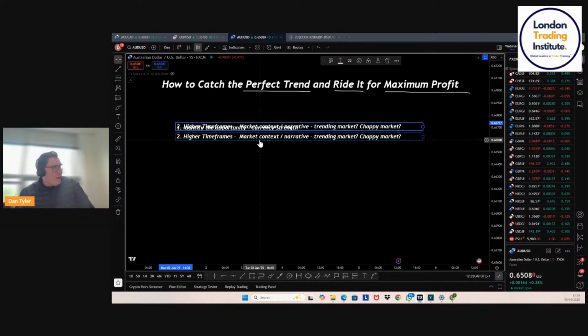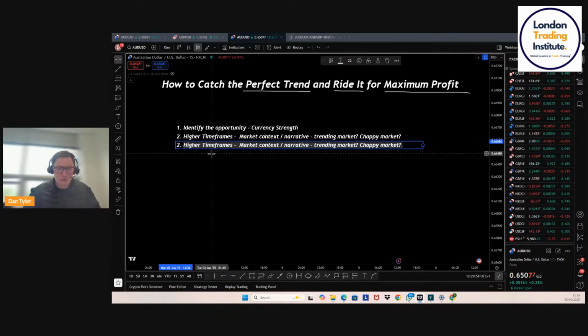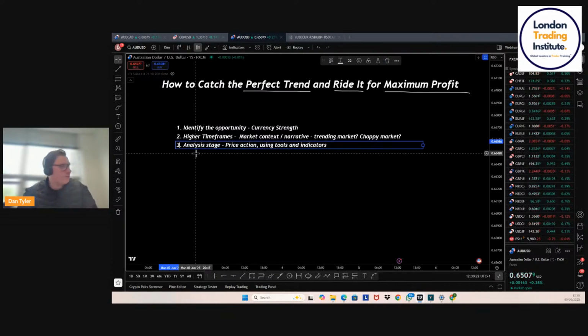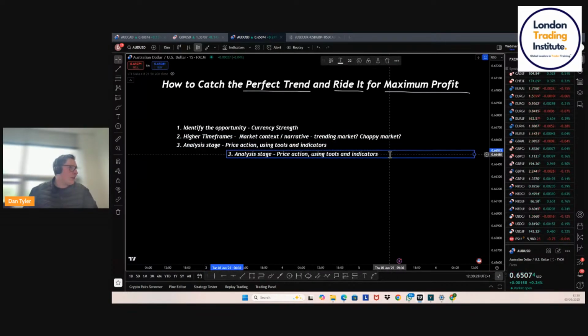Once we do the higher time frames, we then move to the analysis stage. What I mean by that is it's all based on what we call price action, using tools and indicators. What I like to personally use, let me change that to a 3. These are the top tools I use in my trading.